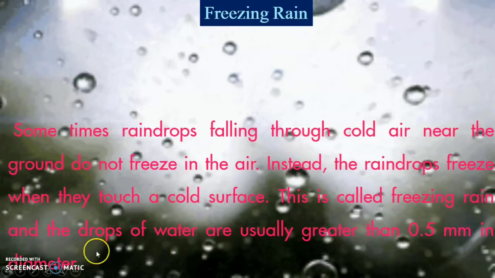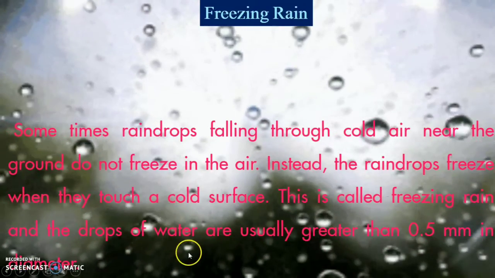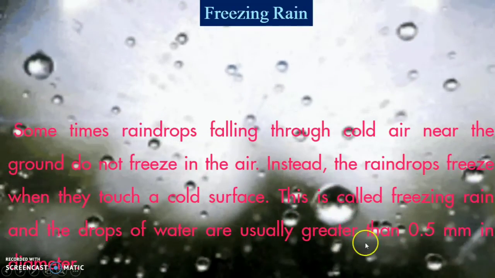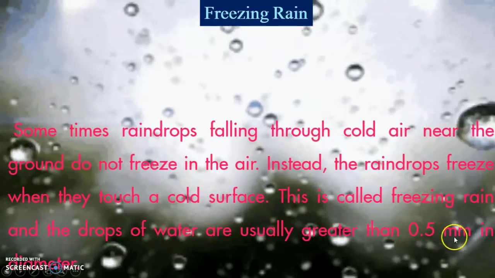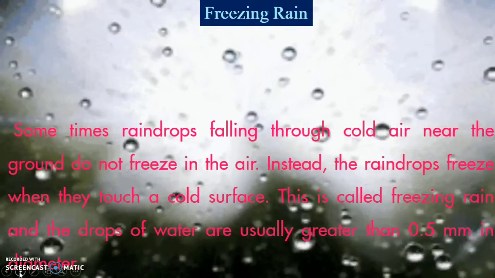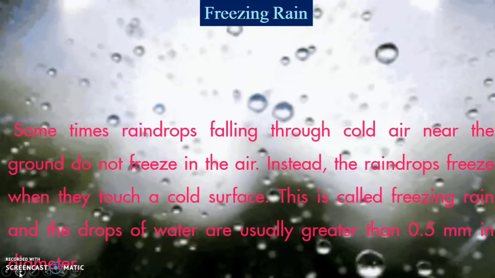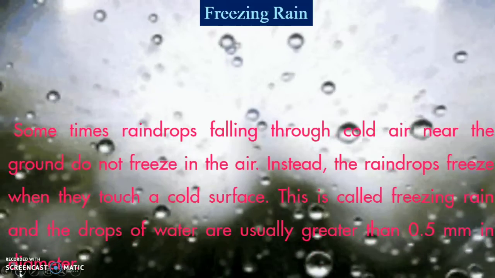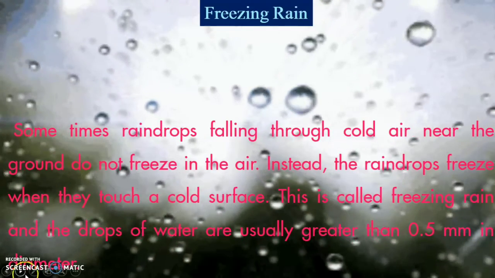In Tamil, we call it Urai Pani Malai. Children, the freezing raindrops usually are greater than 0.5 millimeters in diameter. So children, raindrops which freeze on touching a cold surface are called freezing rain. So children, did you understand about freezing rain? Good.